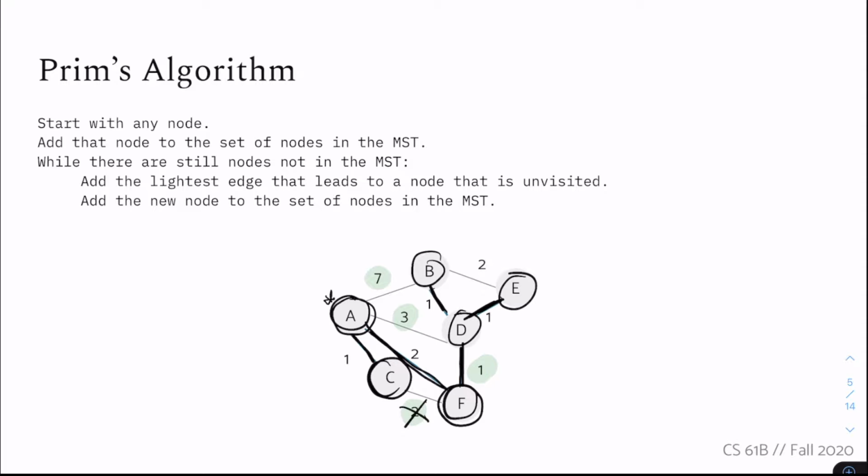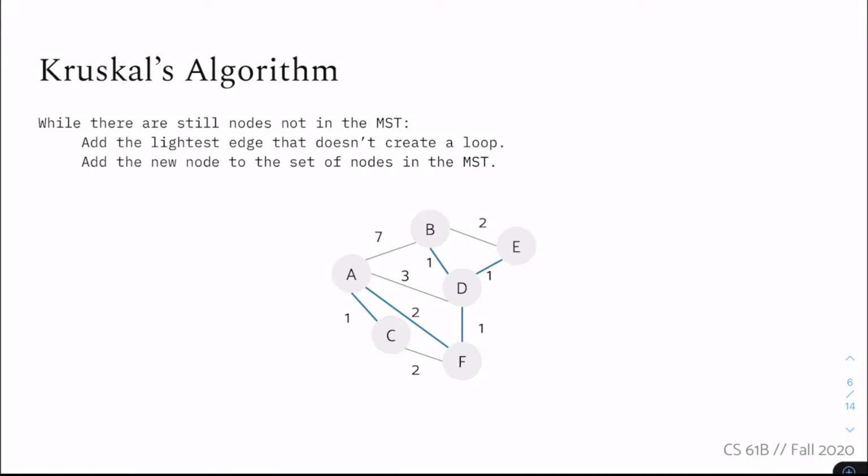This is one way of finding an MST for a graph. The second way is called Kruskal's algorithm. Both of these are named after people. So the way Kruskal's works is that instead of starting with one edge and spreading through the graph like we do with Prim's, we go through the entire graph in order, adding the lightest edge that doesn't create a loop at each time step.